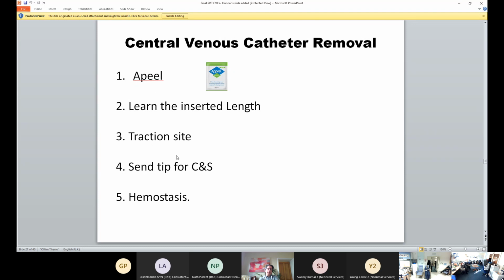You send the tip for culture and sensitivity if there is any suspicion of infection, and eventually hemostasis. You press on the site to stop any bleeding. Usually there is no bleeding because the long line stays for a long time, so most probably the vein has fibrosed.